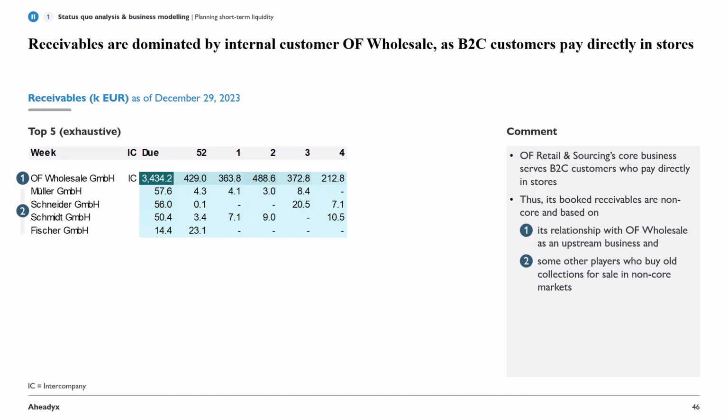Now we also get such a heat map for the receivables, and these are clearly dominated by internal customer old-fashioned wholesale GmbH, which is a B2B business. So here please note that B2C customers usually pay directly in stores, which is why we do not have any receivables from these B2C customers, but just from the B2B business, the wholesale GmbH Limited for short. And besides that, we get some more receivables from other players who buy old collections from old-fashioned for sale in non-core markets. In case this doesn't make too much sense to you right now, check out the legal structure of old-fashioned that I explained in another video, so I'll put a link to that in the description below.